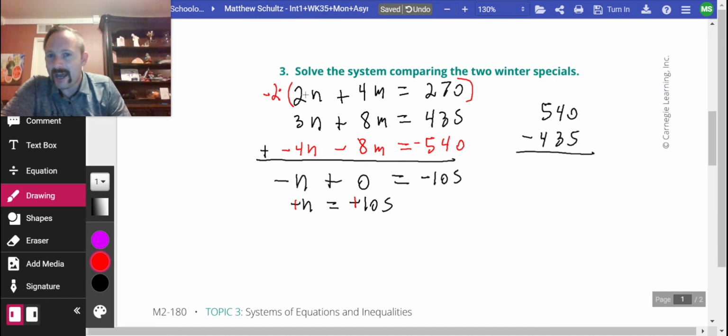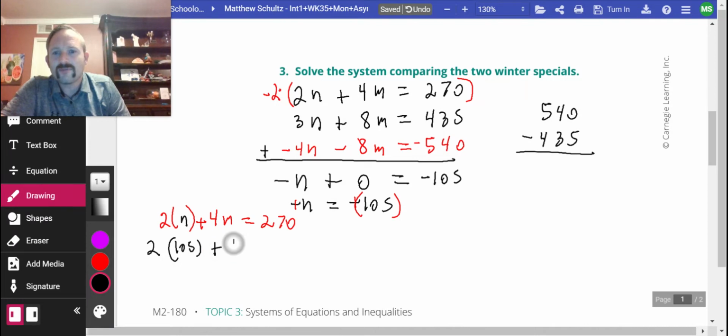Now, I think the top one's easier, so I'm going to plug this in. 2 times n plus 4m is equal to 270. And so I'm going to plug in the value for n right there. So there's going to be 2 times 105 plus 4m is equal to 270.